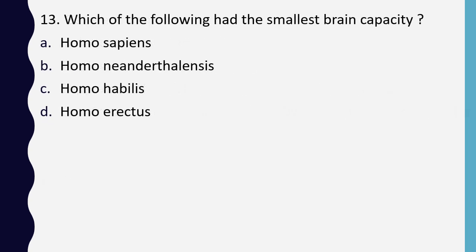Question number 13. Which of the following had the smallest brain capacity? Homo sapiens, Homo neanderthalensis, Homo habilis, Homo erectus. The correct answer is option C, Homo habilis.